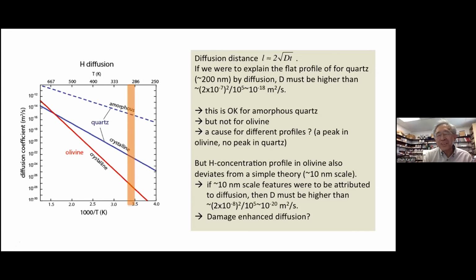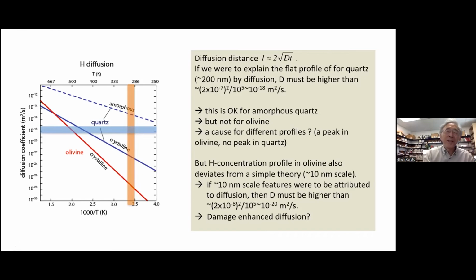And then you can ask, what kind of diffusion coefficients do we need to explain certain interesting detailed features? To address this question, we use a very simple equation for diffusion. The diffusion distance is related to the square root of the diffusion coefficient times time. And then you can go to the data, like quartz. The quartz profile is very flat for about 200 nanometers. If this flat profile were attributed to fast diffusion, then you can ask how much diffusion coefficient you need. The answer is you need 10 to the minus 18 square meters per second. So this is what you need for quartz. And at room temperature, you need 10 to the minus 18. So if quartz is crystalline, you cannot explain this. But if quartz is amorphous, yes, very easy.